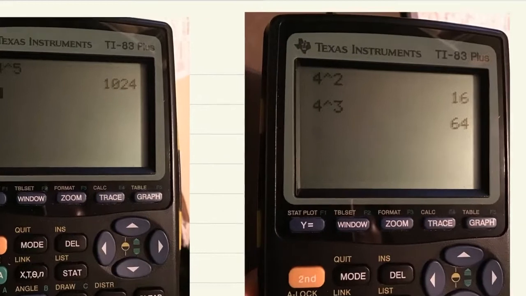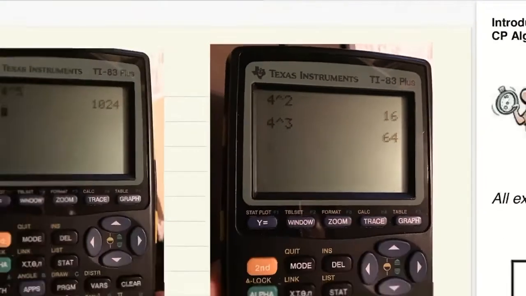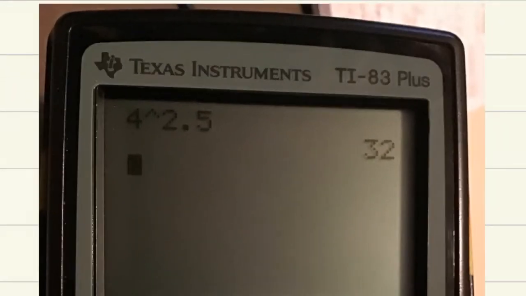What about 4 squared? We should know that that's 16, and 4 to the third, well, that's going to be 64. So what has to be true about this exponent? Well, it has to be between 2 and 3. Maybe it's right between 2 and 3. Maybe it's 2.5. I mean, I can have an exponent that's a decimal, sure, but it looks like 4 to the 2.5 is a little too big.